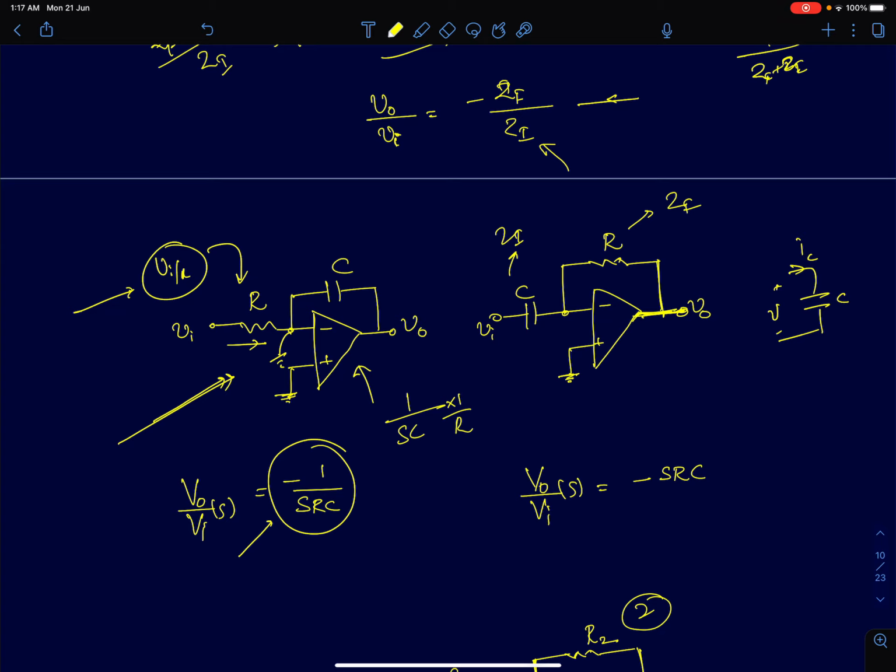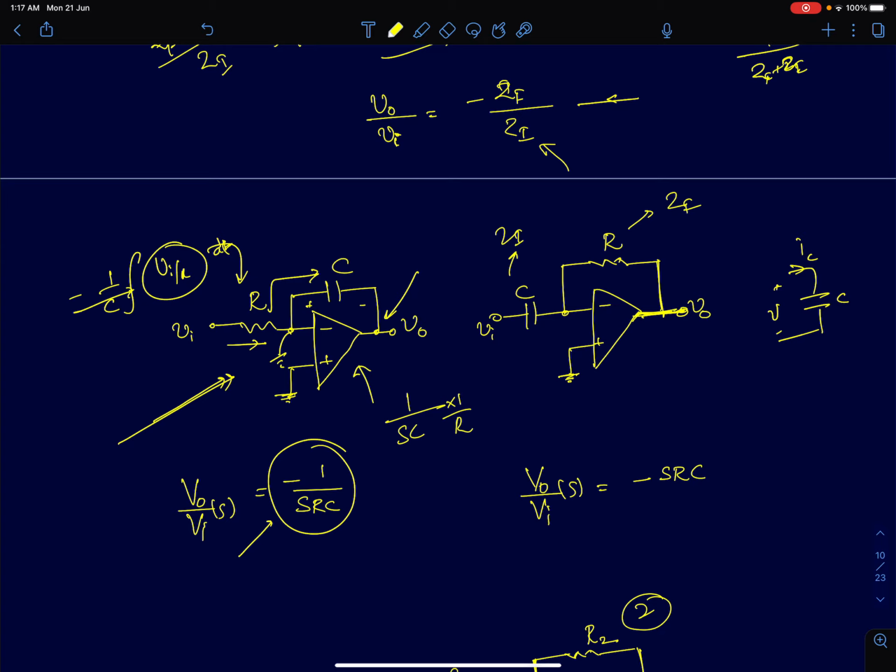And then that current will fully flow through this capacitor, and therefore the voltage developed across the capacitor is going to be an integral of this, 1 by C, integral of voltage dt. So that will be the voltage across the capacitor. And since we are measuring the voltage at the output terminal, you will get a negative sign here.